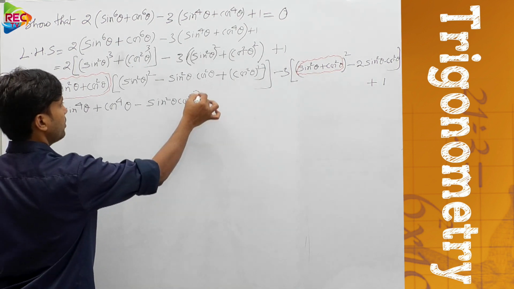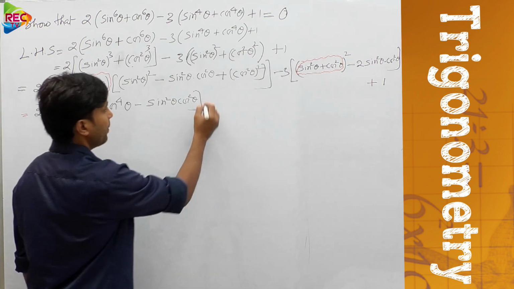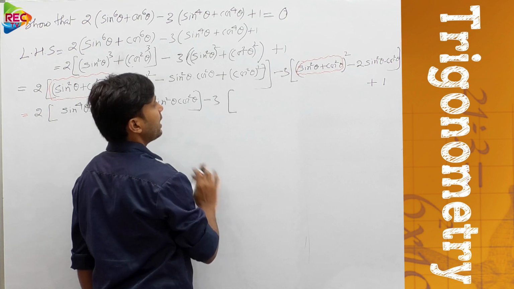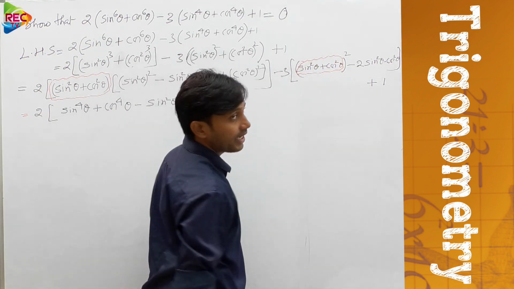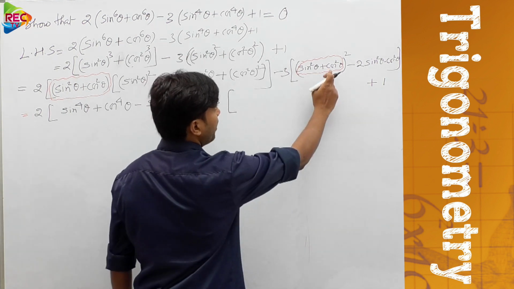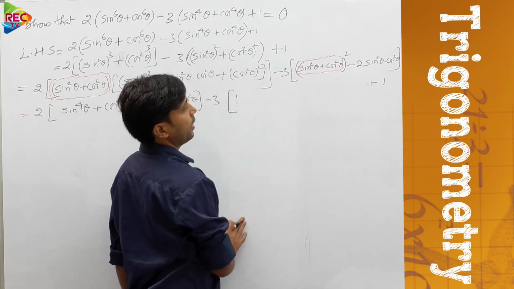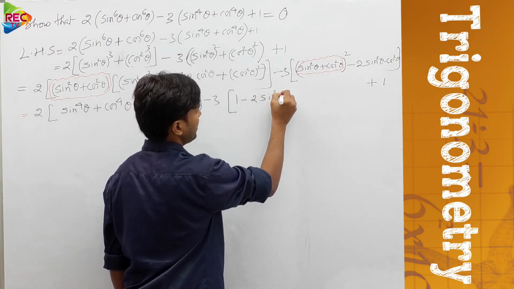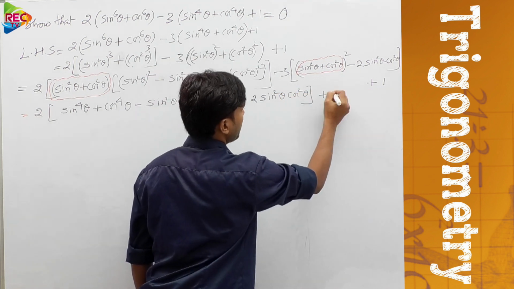Now the entire expression is multiplied by 2. Minus 3 into. Now tell me here, sin square theta plus cos square theta will again be 1. 1 to the power of 2, that means 1 square, 1 itself. So 1 minus 2 sin square theta cos square theta, and plus 1 is there.